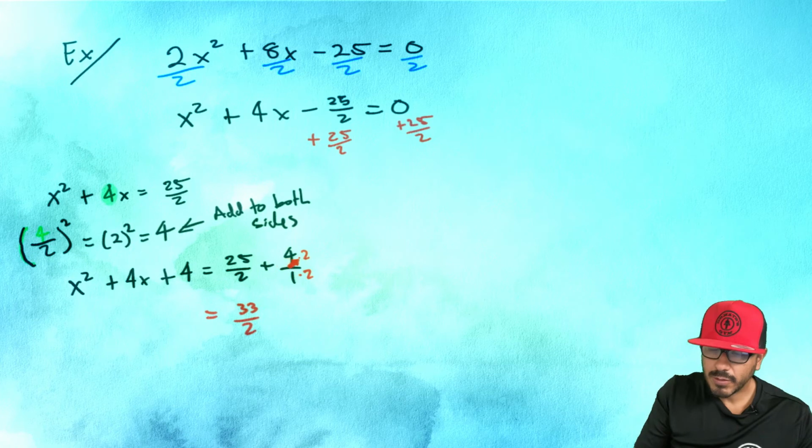So again, 4 times 2 gives me 8 over 2. These have the same denominator. So now 8 plus 25 gives me 33 over 2.